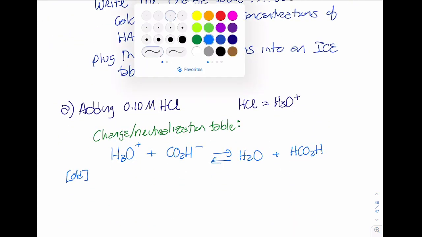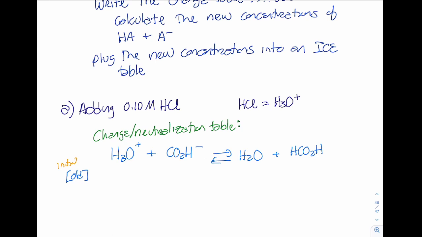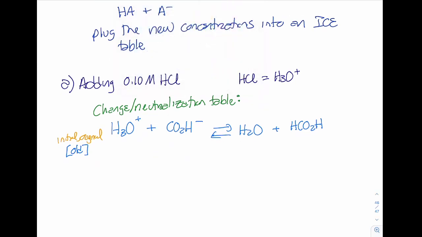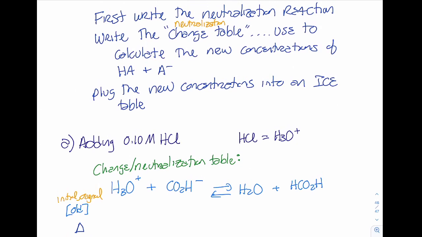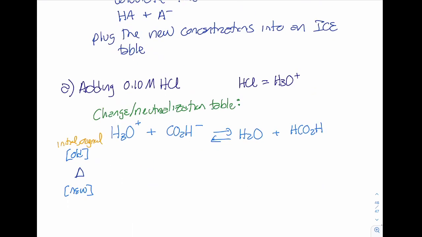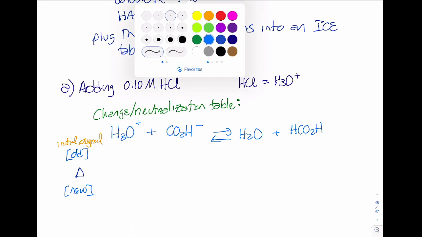So old, initial, original, however you want to think about it, but the ones that you were given, right? When we make the buffer, what were their concentrations? I'm going to have a change, and then I'm going to have my new concentrations. Those new concentrations then are the ones that I'm going to plug into an ice table, right? We're going to put our new concentrations into our ice table. So my original concentrations, my initial ones, my old ones, those are just coming from the problem itself.